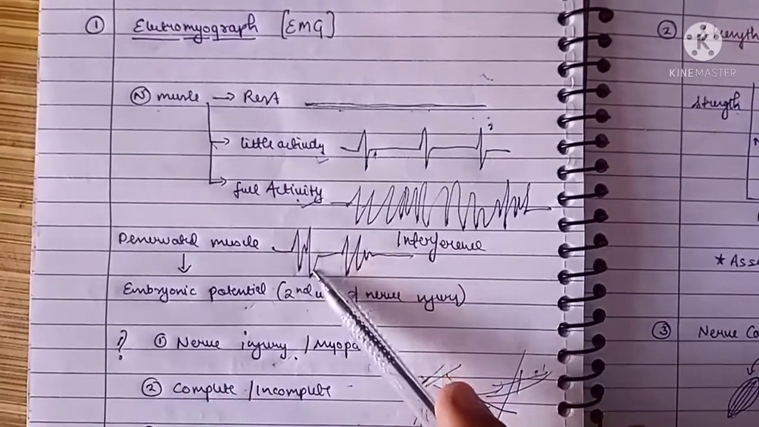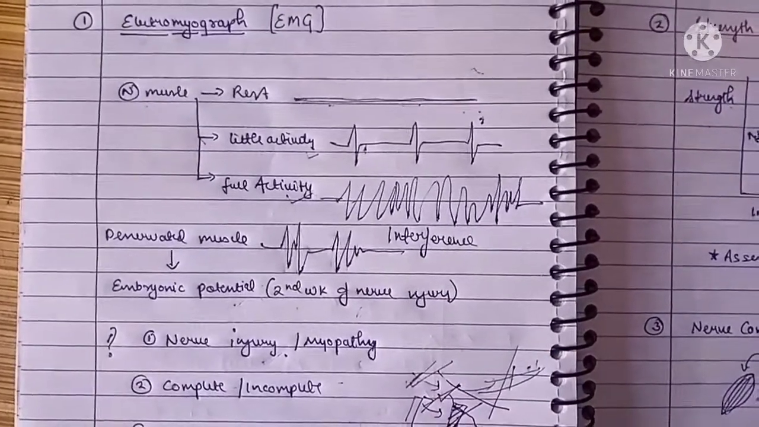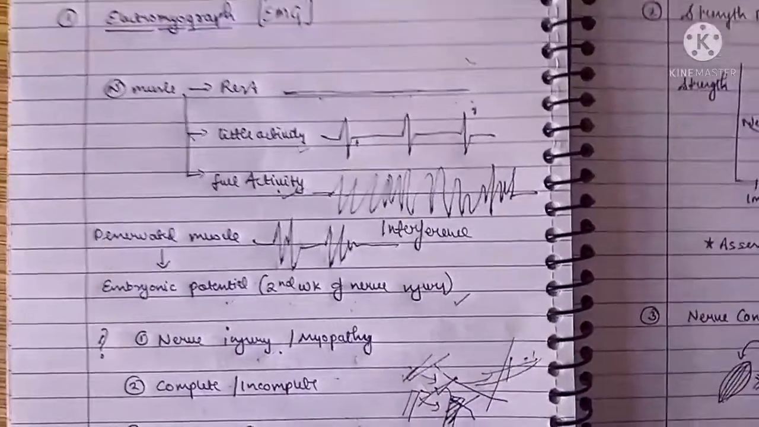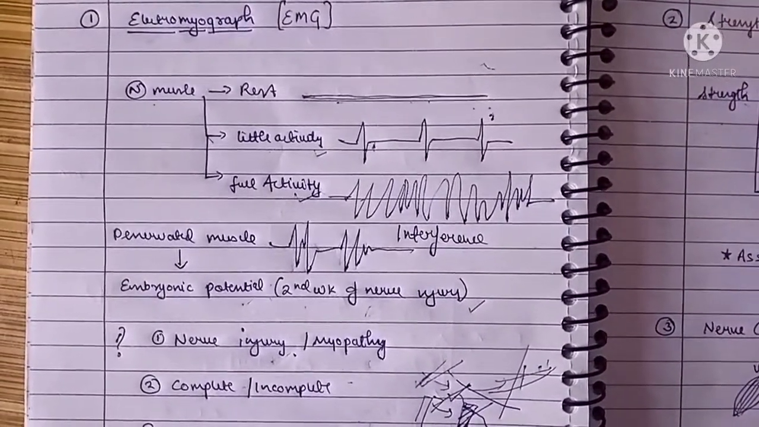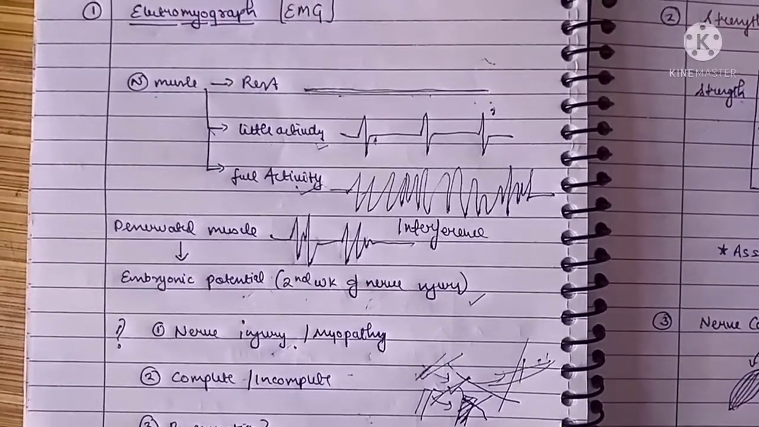These are a number of crests and troughs followed by a plain, then a number of crests and troughs. This embryonic potential appears in the second week after the nerve injury, and if we see denervation potential, this is a bad prognosis because it shows that there is a complete transection of the nerve.